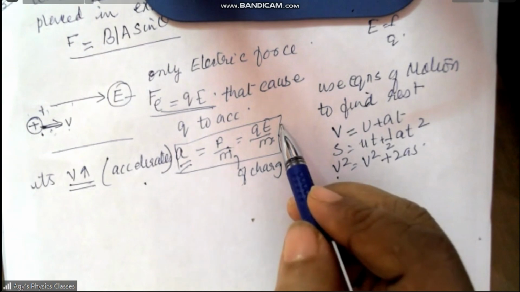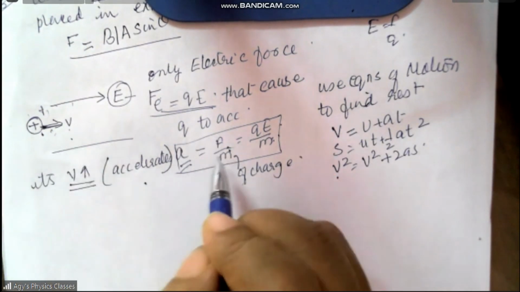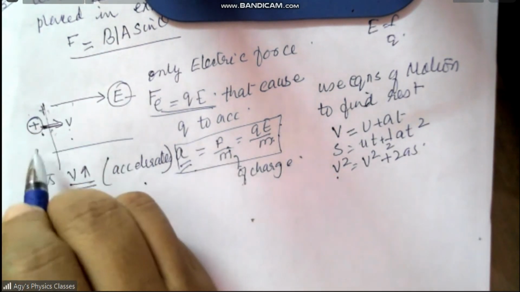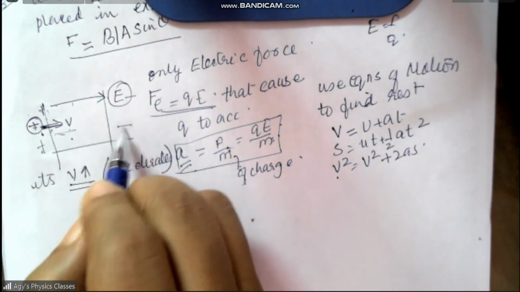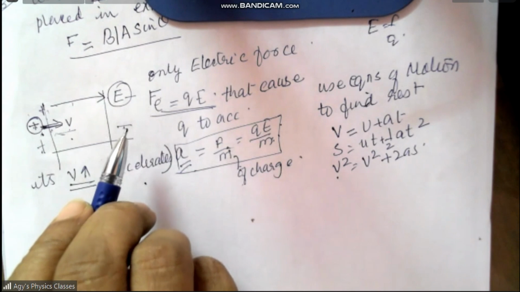Now, either you can explain like this, or you can say this is positive, positive and positive repel. This is negative, negative and positive attract.